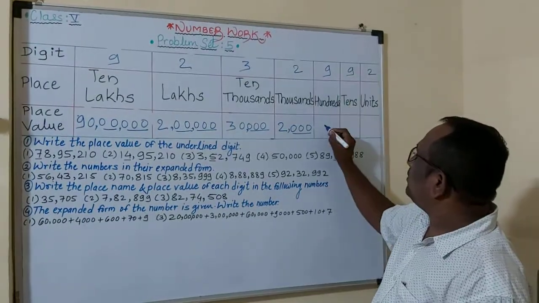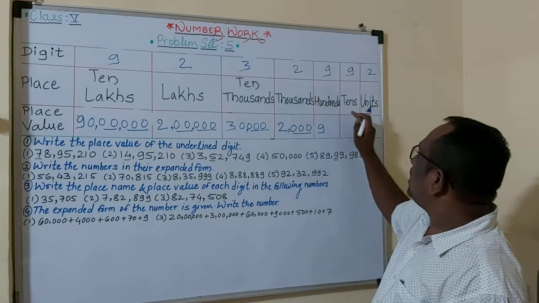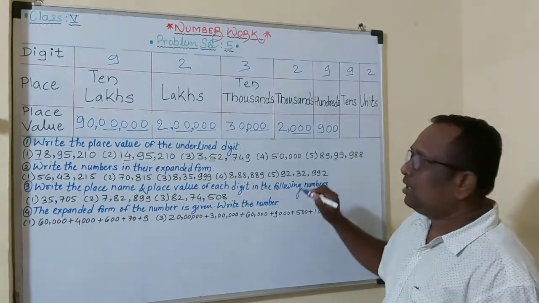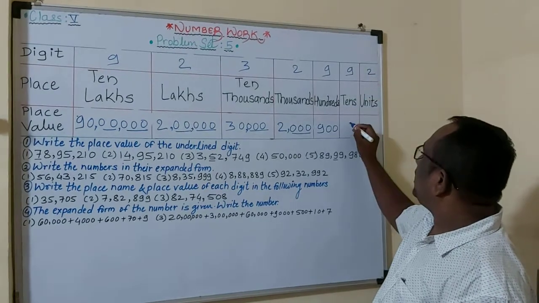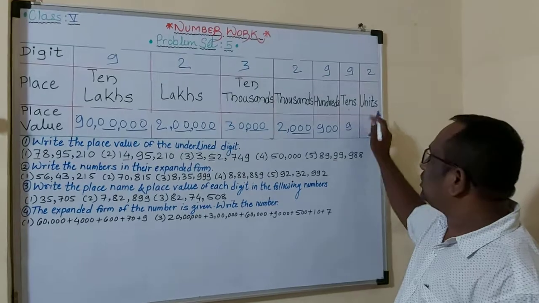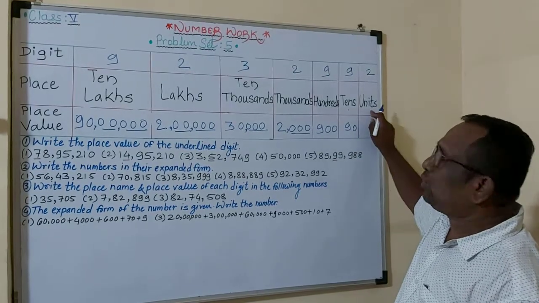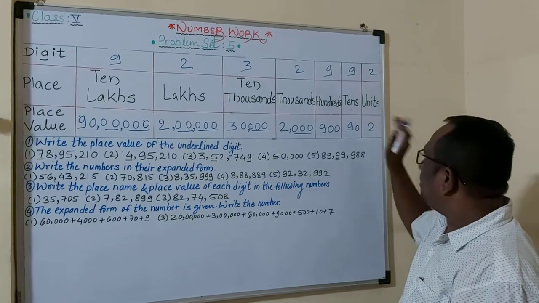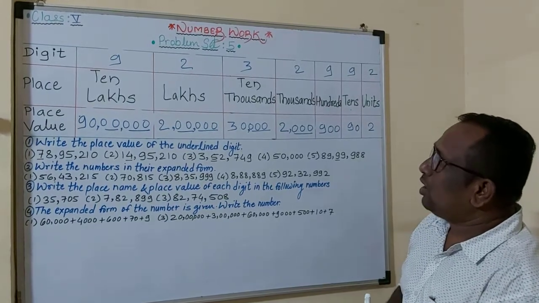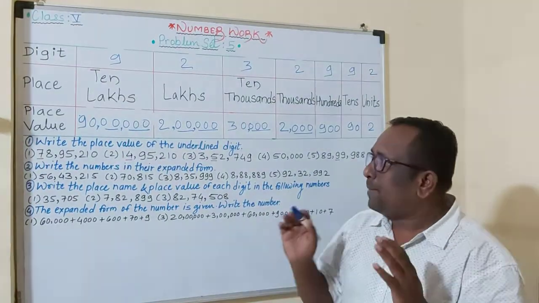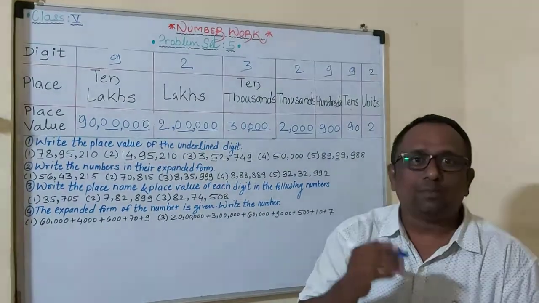Now 9 is in the 100 place. After 9, 1, 2, give two 0s, so 900. Then 9. After this 9, there is only one digit, so one 0, so 90. And 2 is in the unit place, so you have to write the same number. So now these are all the place values, and we have to write them in the expanded form.